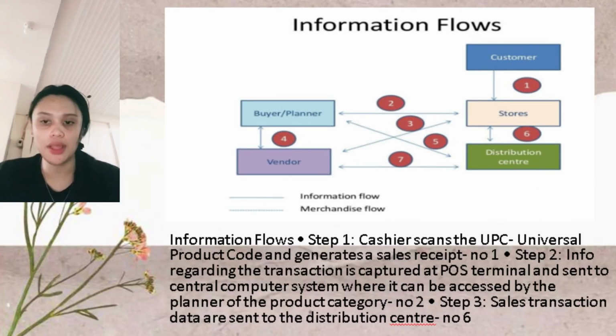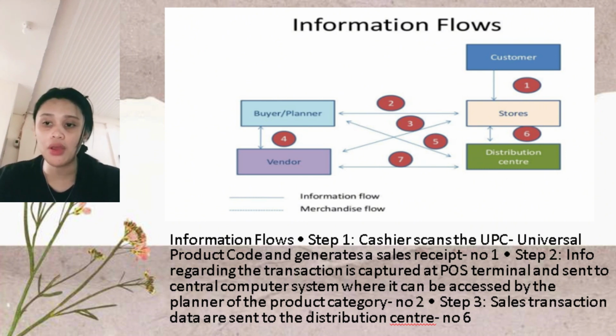Information flow. Step 1. Cashier scans the UPC, or Universal Product Code, and generates a sales receipt. A UPC code, which stands for Universal Product Code, ay isang maitim na linya na tumutulong sa pagtukoy ng isang produkto, or in short ay barcode. Step 2. Info regarding the transaction is captured at the POS terminal and sent to the central computer system where it can be accessed by the planner of the product category.